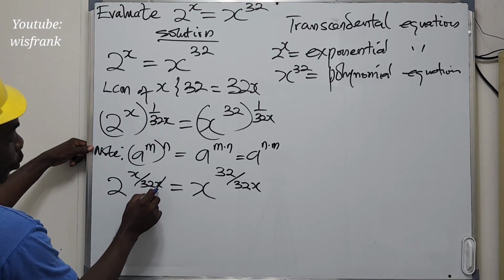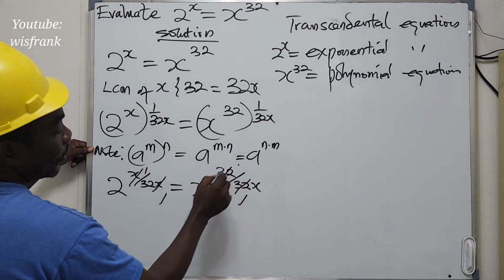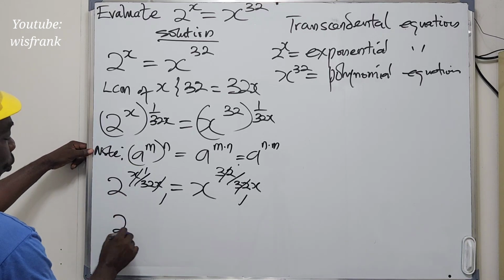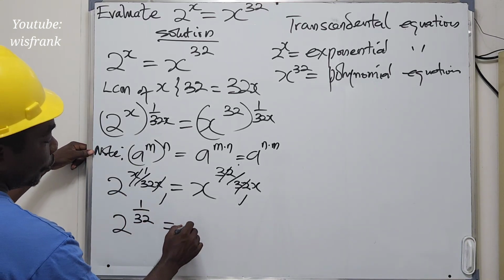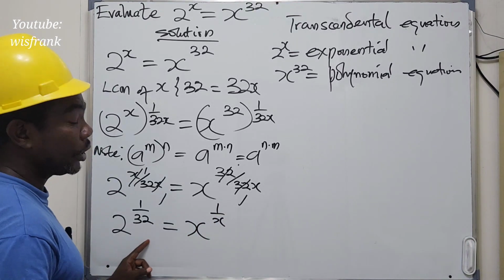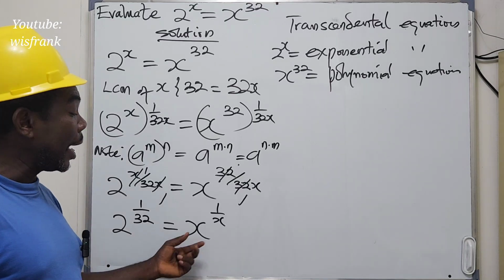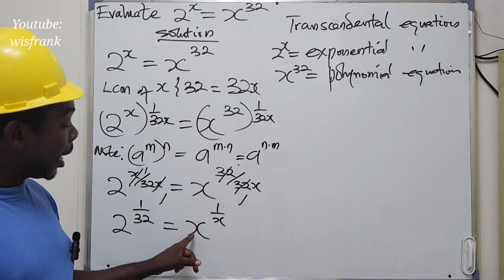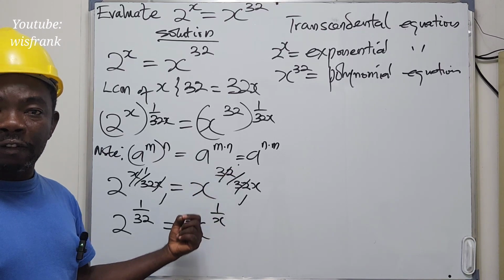In this case, x will cancel here and x will cancel here. 32 will cancel here and 32 will cancel here. So we are now left with 2 to the power of 1 all over 32 equals x to the power of 1 all over x. So this is what we have now. We can see that the powers are in fractions and the other side is in fractions. And on the right hand side, we have x to the power of 1 all over itself.